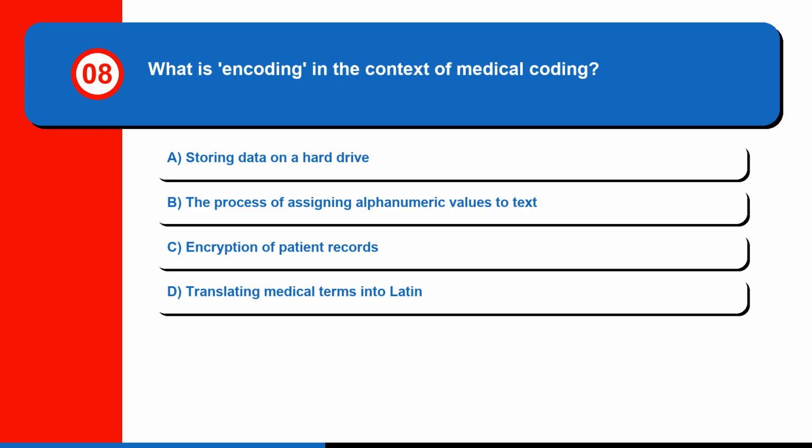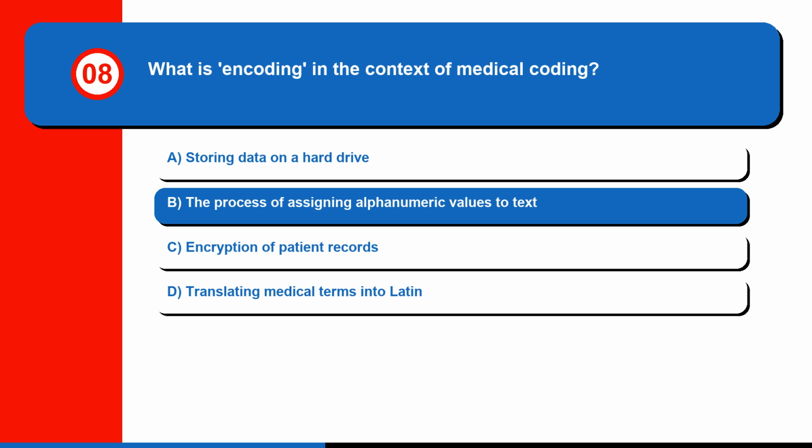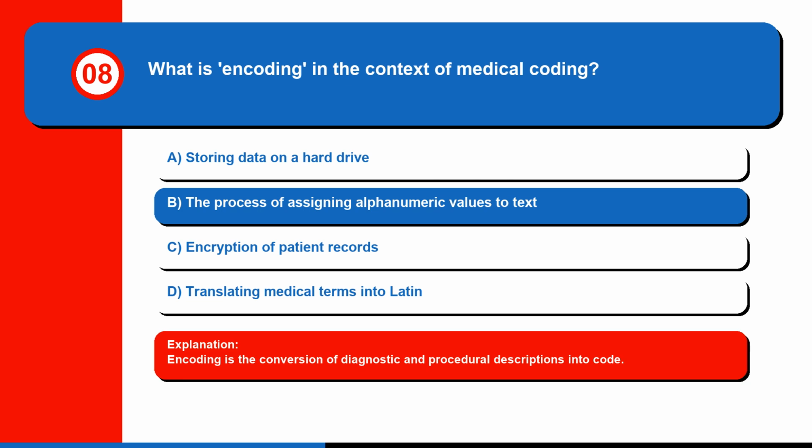Question 8. What is encoding in the context of medical coding? A. Storing data on a hard drive, B. The process of assigning alphanumeric values to text, C. Encryption of patient records, or D. Translating medical terms into Latin? The correct answer is B. The process of assigning alphanumeric values to text. Encoding is the conversion of diagnostic and procedural descriptions into code.